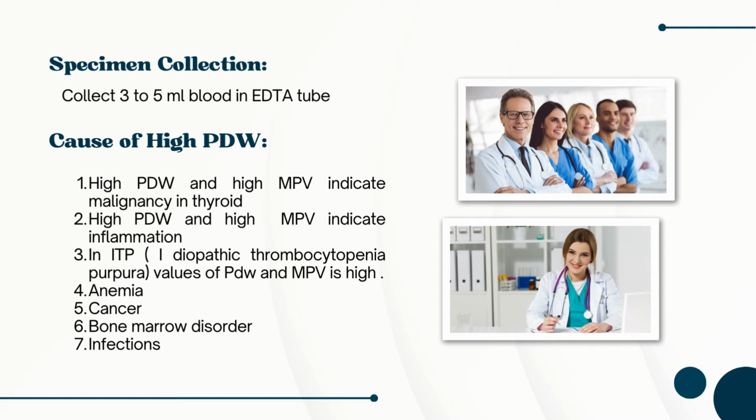Cause of high PDW. Number 1. High PDW and high MPV indicate malignancy in thyroid. Number 2. High PDW and high MPV indicate inflammation. Number 3. In ITP, idiopathic thrombocytopenic purpura, values of PDW and MPV are high. Number 4. Anemia. Number 5. Cancer. Number 6. Bone marrow disorder. Number 7. Infections.